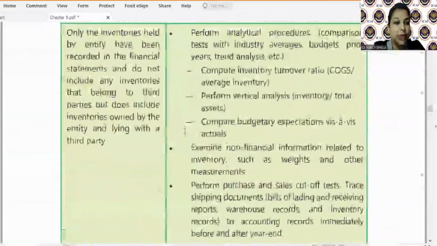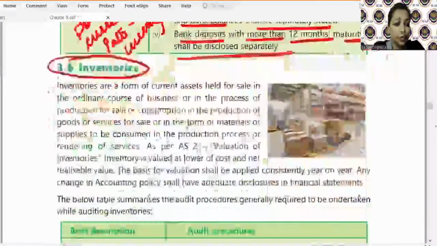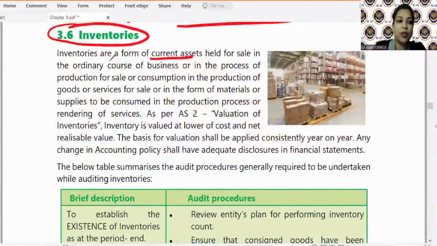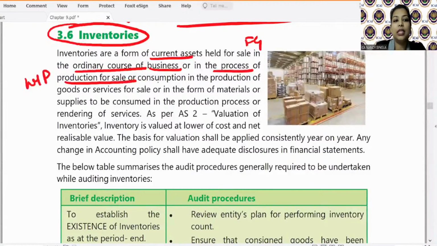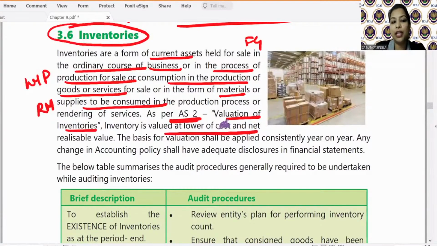So before that, let me just take you through the module once with respect to inventories. These are current assets, which can be either held for sale in the ordinary course of business, that is the finished goods, or in the process of production for sale, that is the work in progress, or for consumption in the production of goods or services, or in the form of material or supplies to be consumed, that is your raw material. What does AS 2 say? Valuation of inventory, that it needs to be valued at cost or NRV, the lower of cost or NRV. Okay? And as you all know, this policy needs to be consistently applied, right? And adequate disclosures are required.